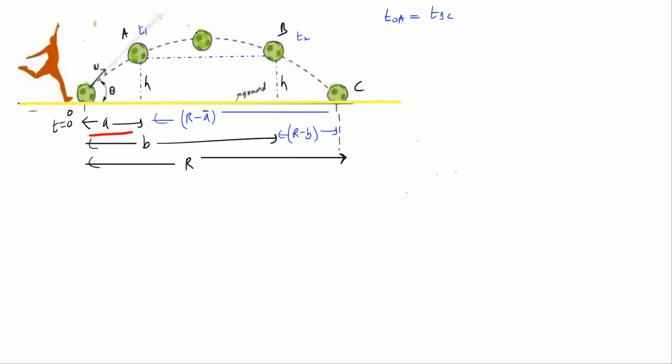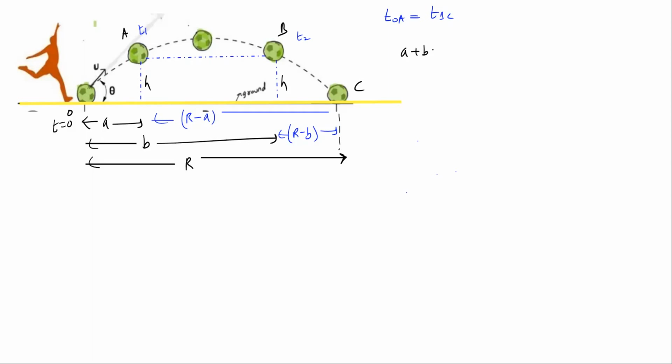Then what about this? This distance given by A, this distance let it be B. The time taken to move from O to A is T1. Time taken to move from O to B, let it be T2. And we know TOA should be equal to TBC. These things we also know. And if this distance is A, because this will be the range, then this should be equal to R minus A. If this is B, this should be R minus B.